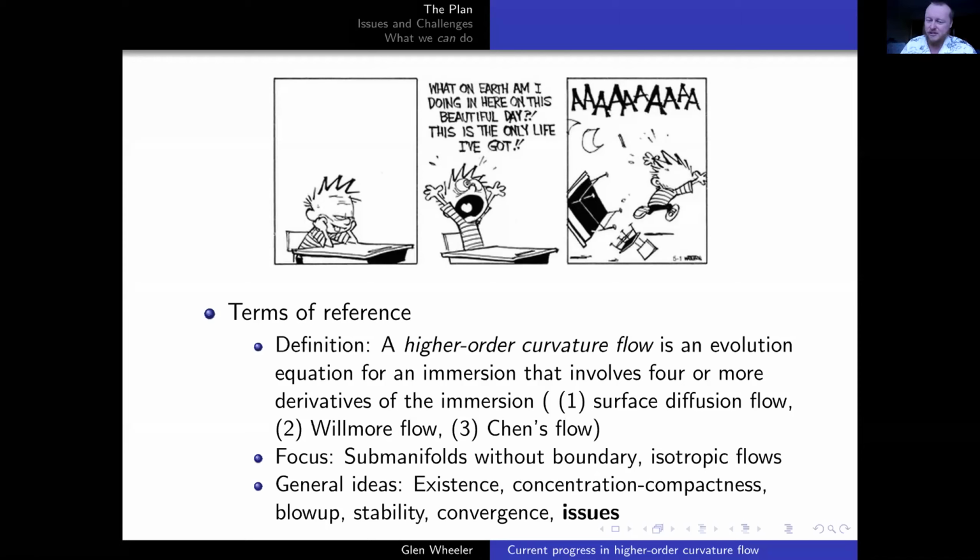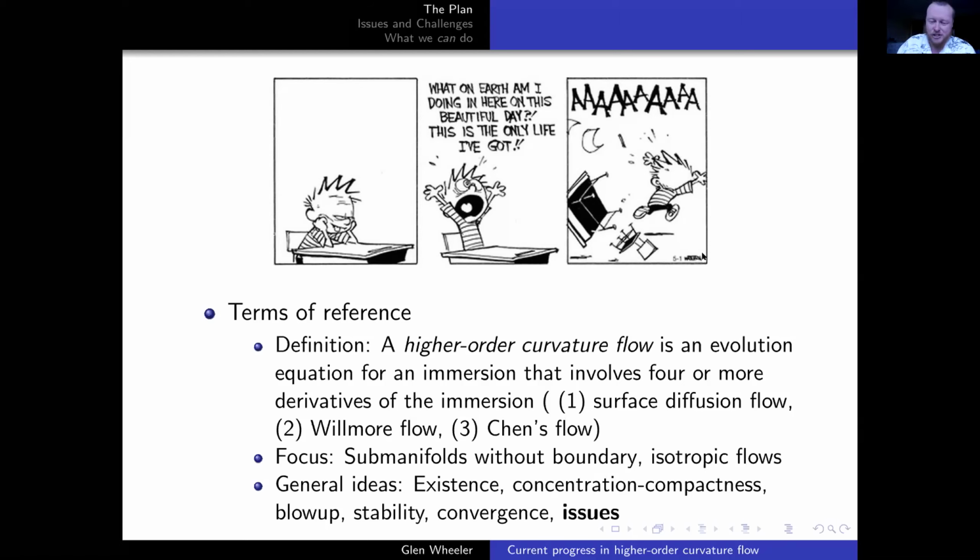But I try to focus on the general ideas of existence and uniqueness. So that will be focusing on regularity, so smoothing effects or the lack of smoothing effects, when you can generate a flow from what kind of data with what regularity class, what kind of topology, what kind of assumptions on the geometry, the principle of concentration compactness, blow up and finite time singularities, stability and convergence. Those are the things I want to focus on. So those are my terms of reference for this talk.